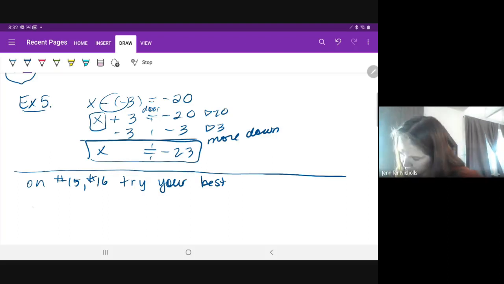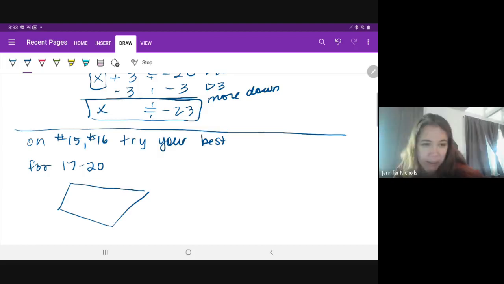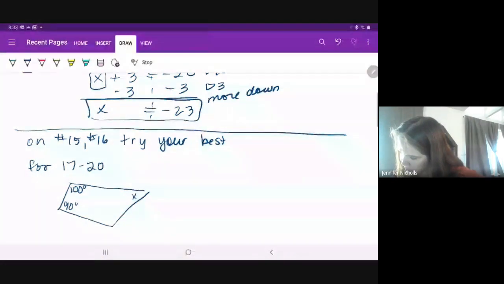For 17 through 20, they have a geometry problem. I'll show you. I think we should have an example of one of these. You have a quadrilateral, and then they have 100 and 100 degrees here. This one is 90 degrees, or maybe they show you a little right angle. They put an X over here, and this one is, say, 130 degrees.